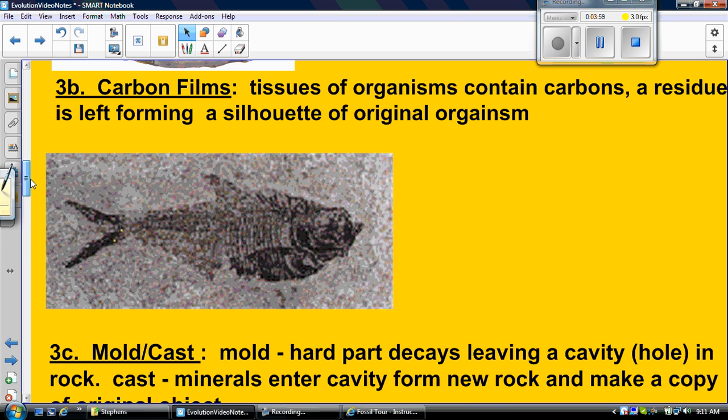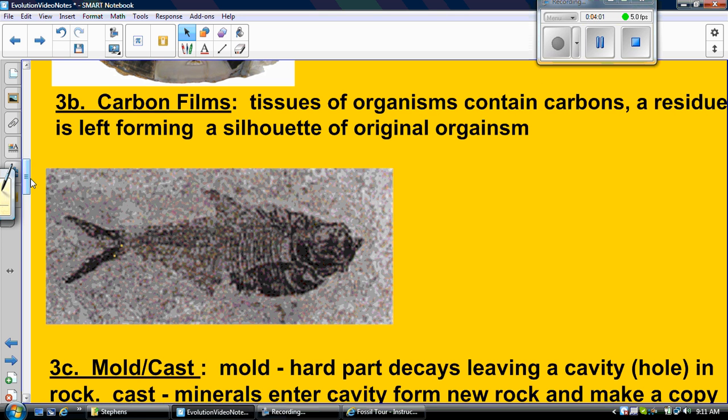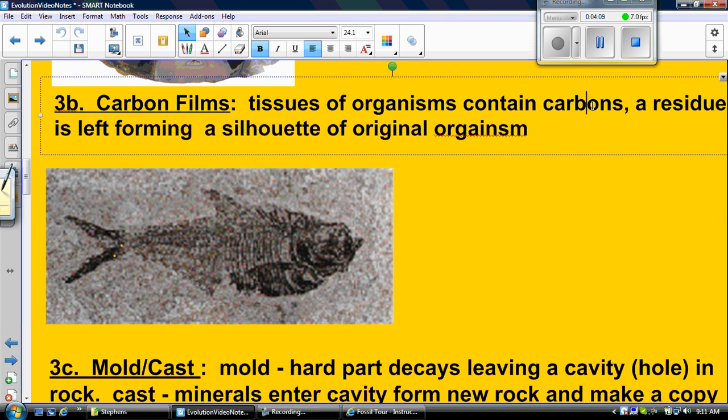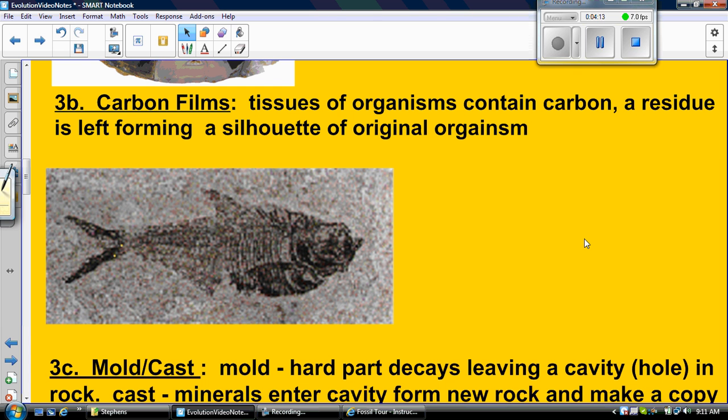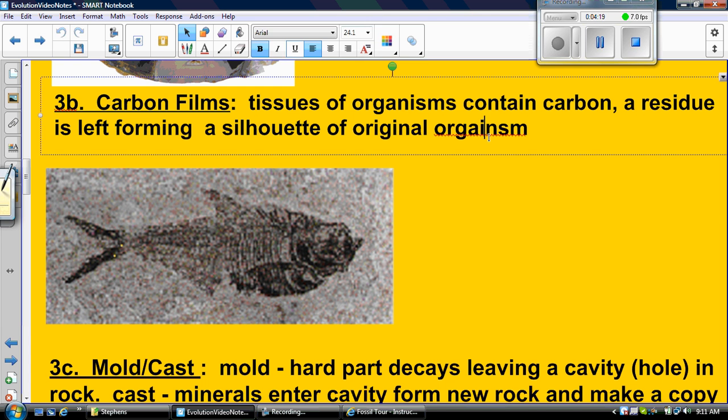Another type is carbon films. This is where actually soft parts can become fossilized. This is showing you tissues of organisms that contain carbon. The element carbon, a residue is left forming a silhouette of an original organism. And I spelled that wrong. I apologize. I must have been typing really fast.